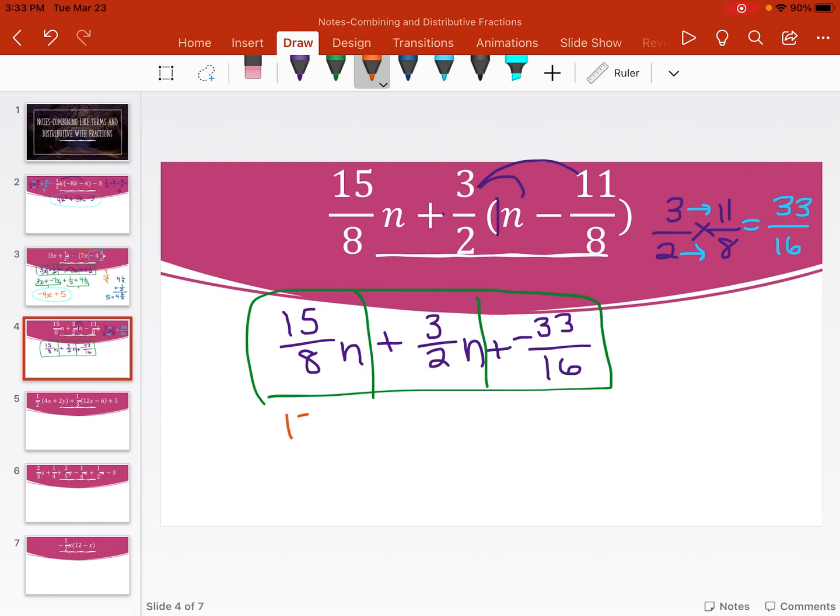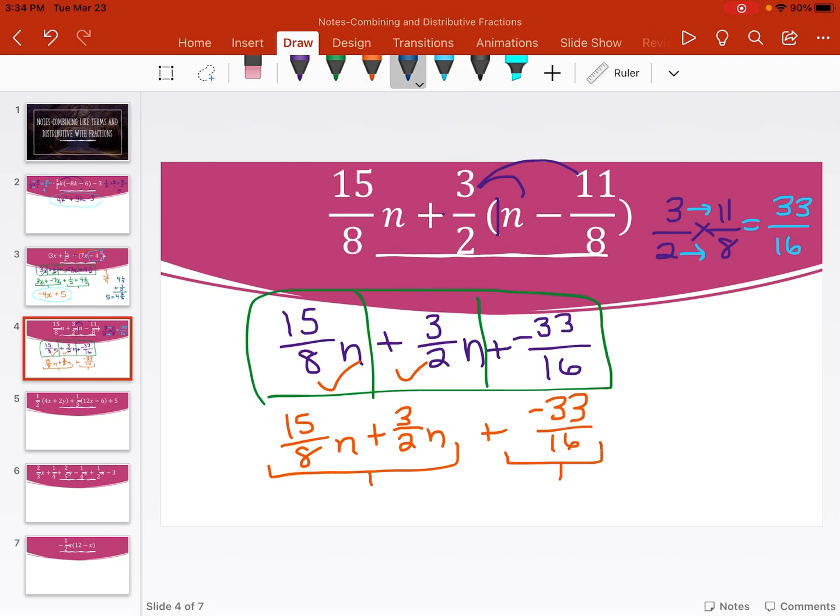So I've got 15/8 n plus 3/2 n. There's my two n's for my n family. And then -33/16 for my constants family. So let's combine our n's. Remember, when you add fractions, you do need common denominators. So I have 15/8 plus 3/2. Let's change that to a common denominator. I'm going to multiply this by 4 so I can get eighths on the bottom. So I really have 15/8 plus 12/8. And when I add that up, I get 27/8.